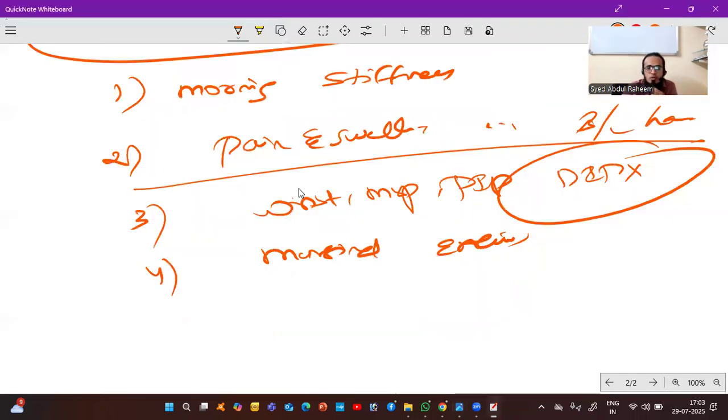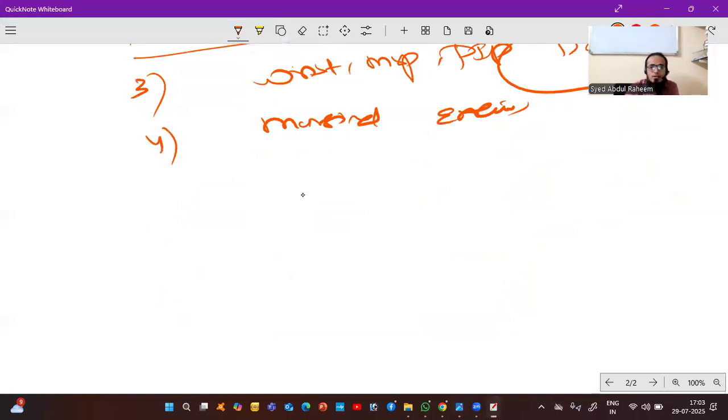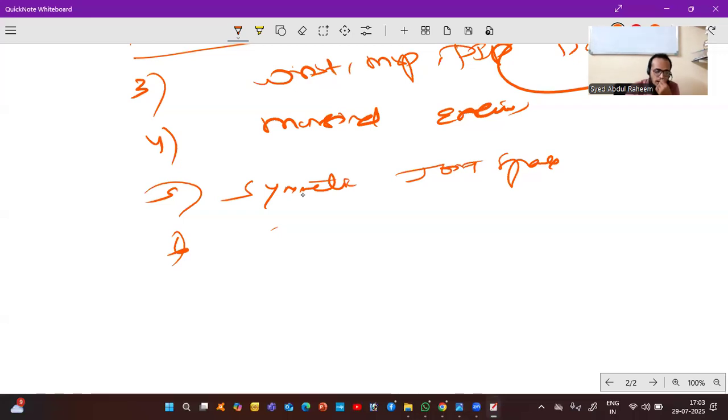What are the features? I already told you that it is bilateral and symmetric, with both hands and both legs involved, and the joint space is also reduced. And the patient can have osteopenia. Osteopenia means decreased mineral content in the bone, so there are chances of fractures and falls. Osteopenia means weak bone, with decreased mineral density.